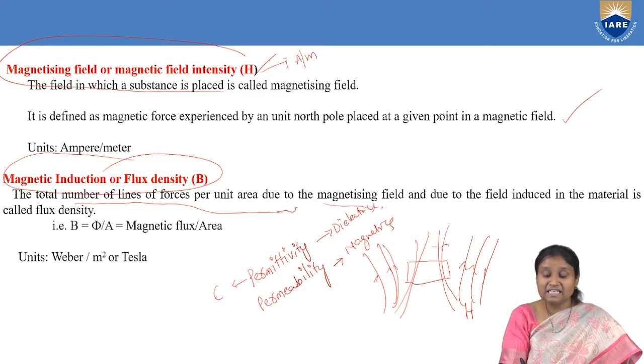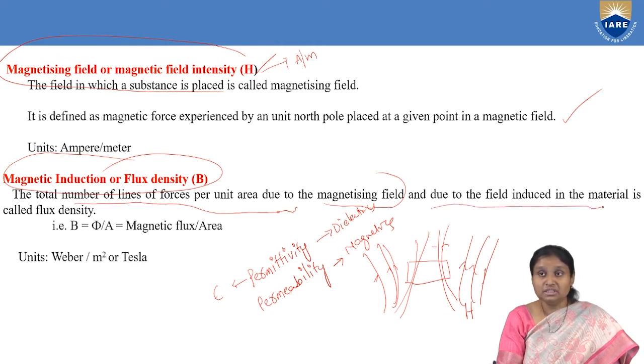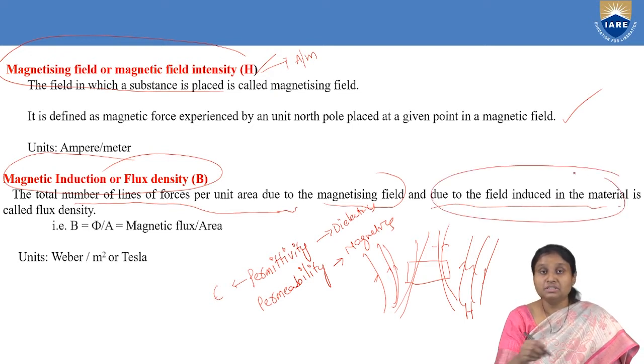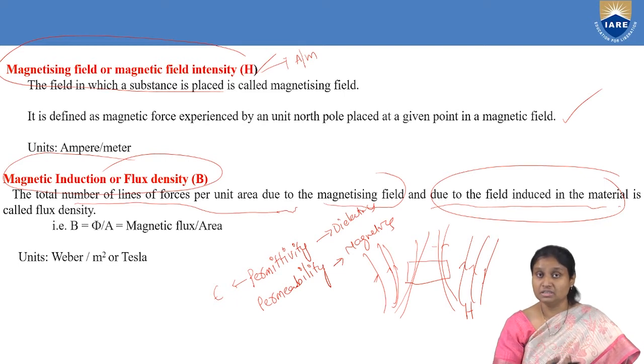One is the magnetizing field, that is nothing but our external field applied. And then the field induced in the material by induction. So here magnetic lines of forces will be created by the material by induction, or because of the effect of the magnetizing field. And this total number of magnetic lines of forces per unit area is called magnetic induction.